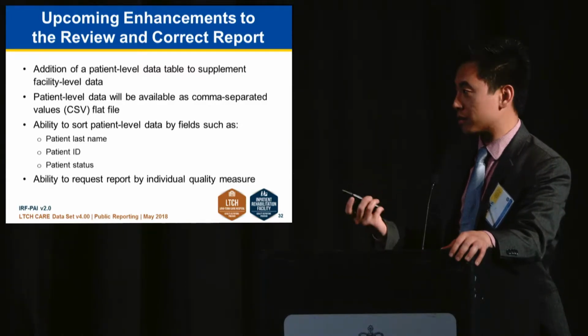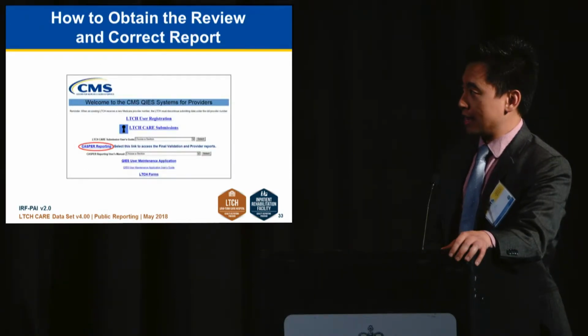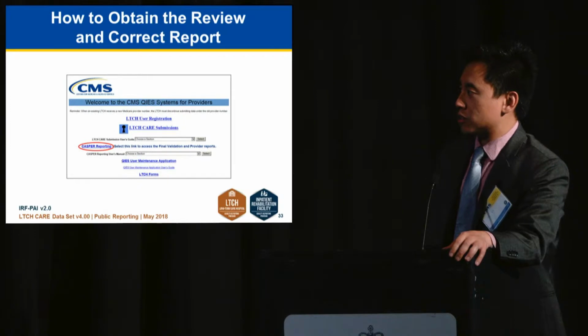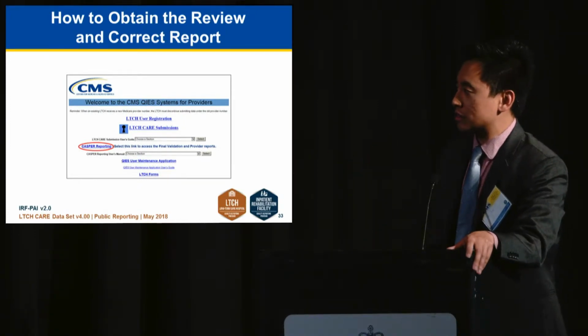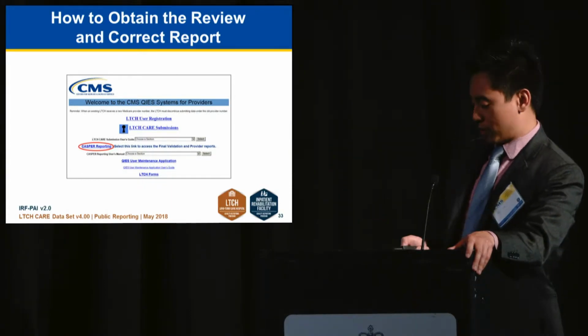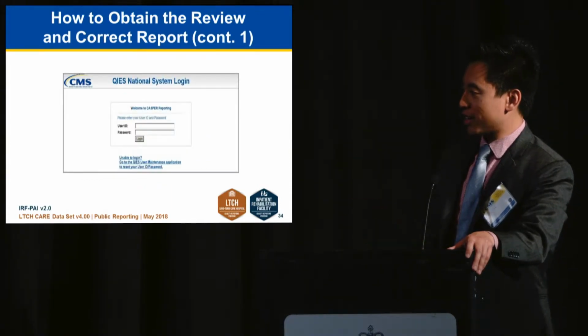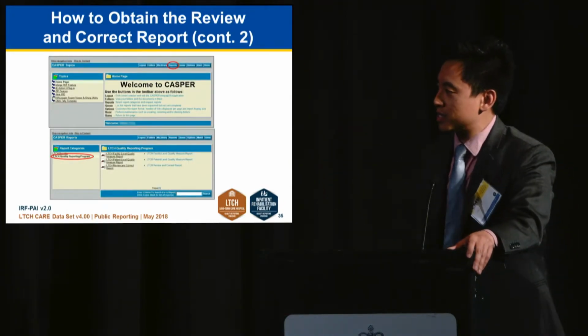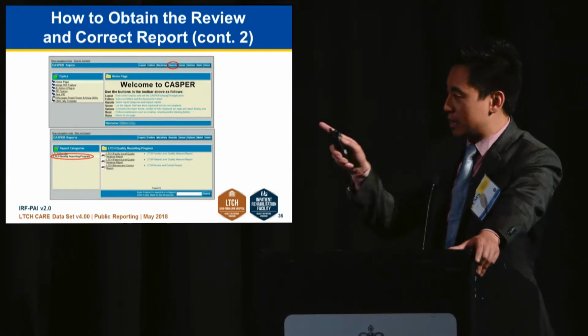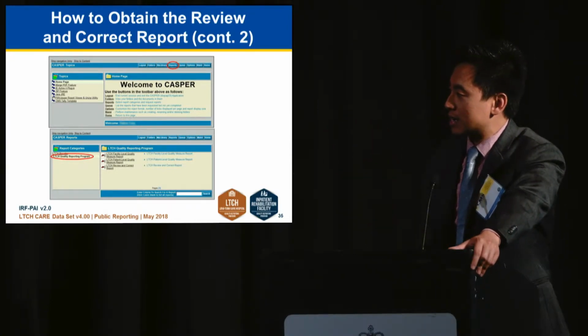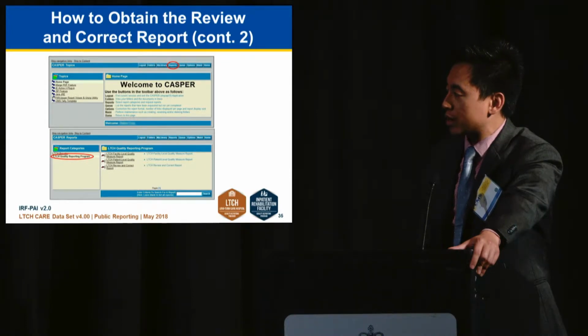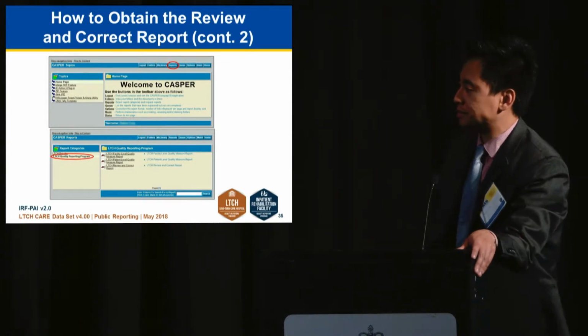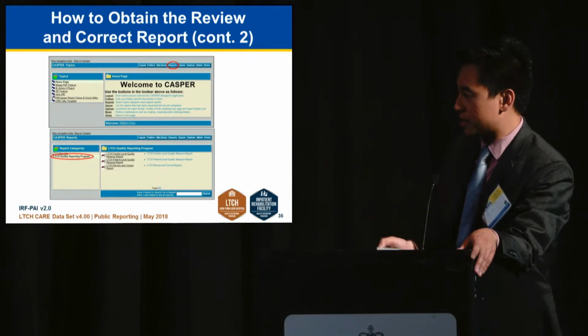So it'll be a lot easier for you all to review and correct your data. So currently, how to obtain the review and correct reports: go through the key system homepage, click on CASPER reporting, log in, and then on the top bar you'll see reports, and then it should appear at the bottom what type of report you want to request on the box to the right.